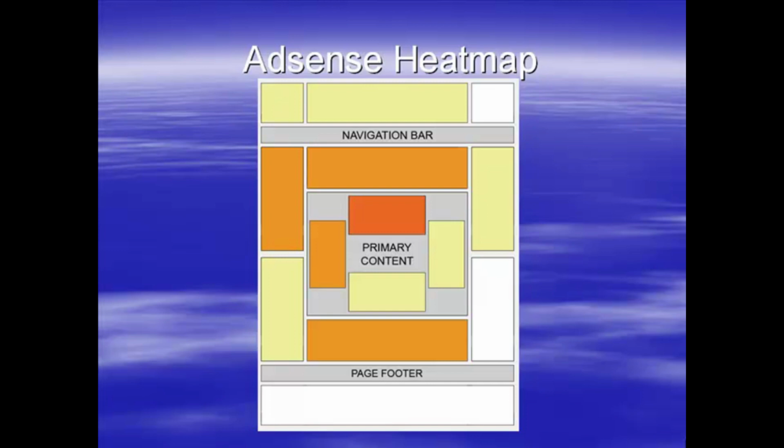I would put my AdSense ads in a left-aligned rectangle, then I'll try a banner just below the navigation bar. Then I would try a skyscraper on the left-hand side. If you look at this, I'd also try another banner at the bottom and test the performance there. So this gives you an idea of where people look.